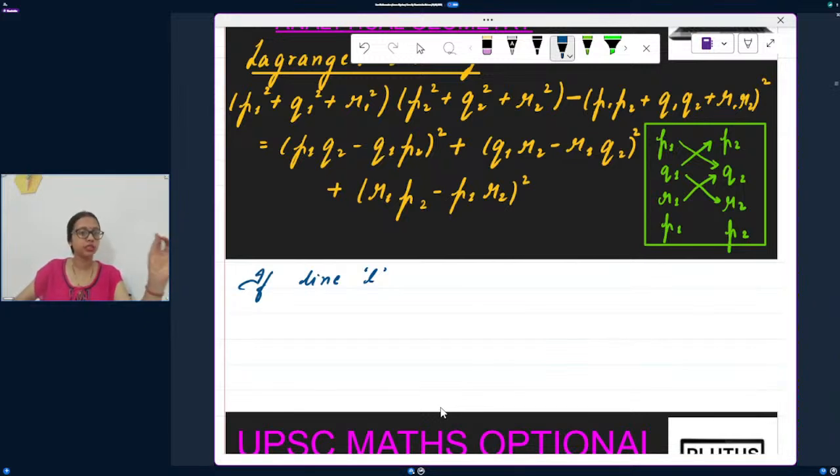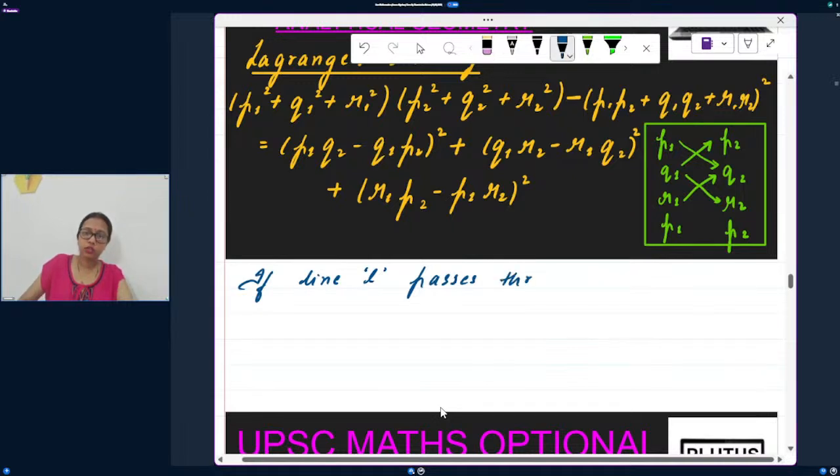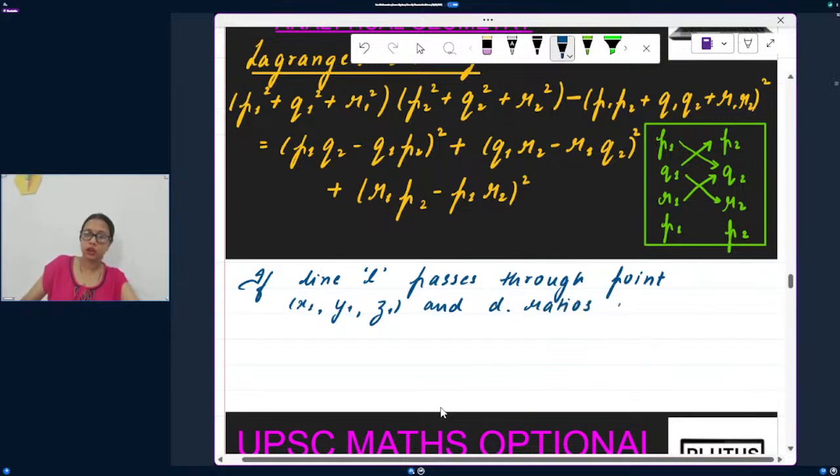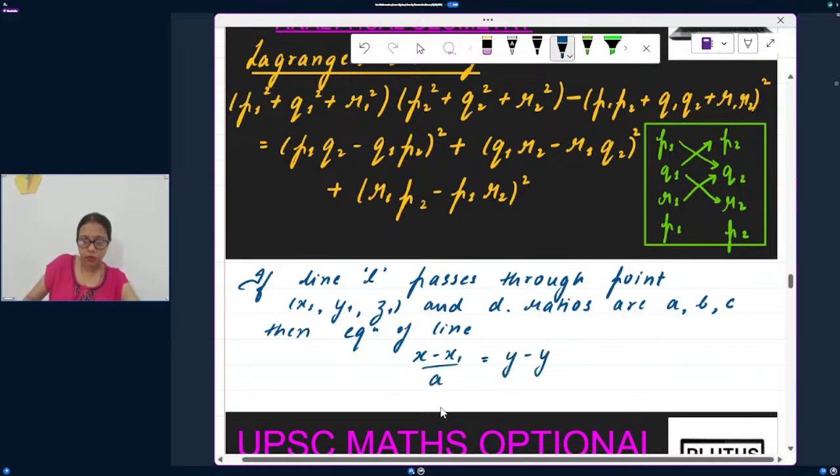So similarly, here also I need some information to write down the equation of a line. If line L passes through a point (x1, y1, z1), and the other information is the direction ratios of the line, which are A, B, C, then the equation of the line is given as (x minus x1) by A is equal to (y minus y1) by B is equal to (z minus z1) by C.